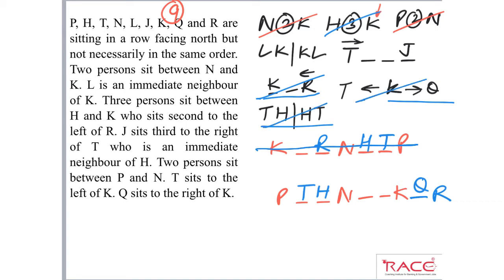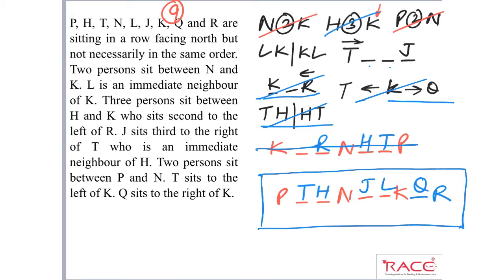This is also done. Now we have this T, 1, 2, and after 2 persons J. So 1, 2, after 2 persons J, what remains? K. So L, K and L. So this is my final arrangement. Okay. I hope you understood everything that I have done. Now let's solve questions based on this information.